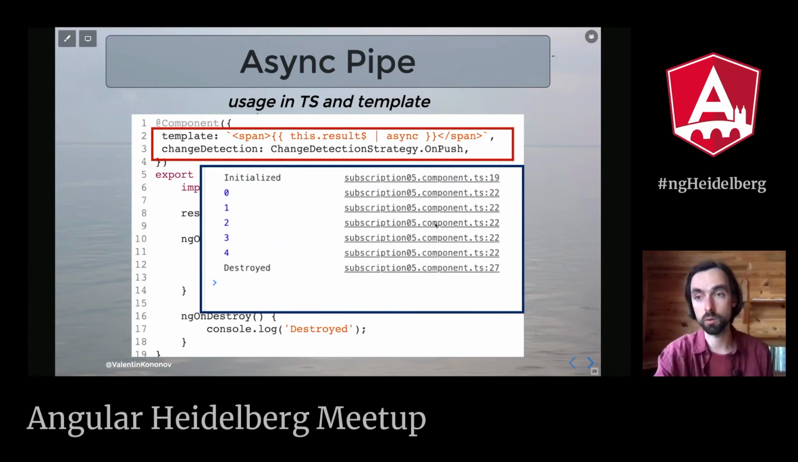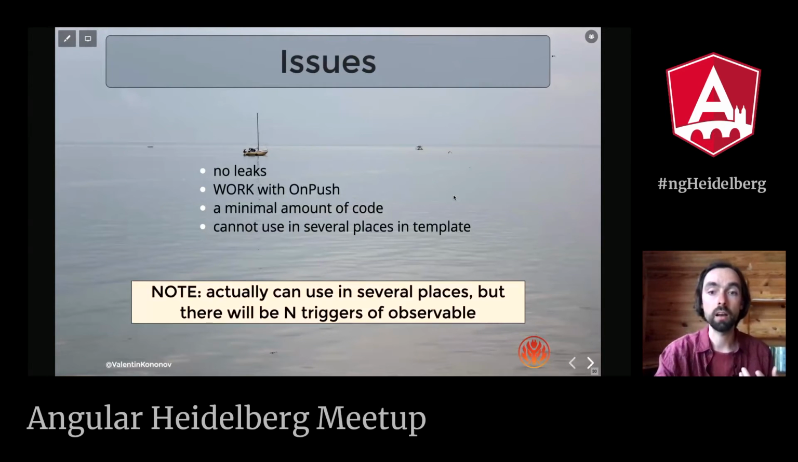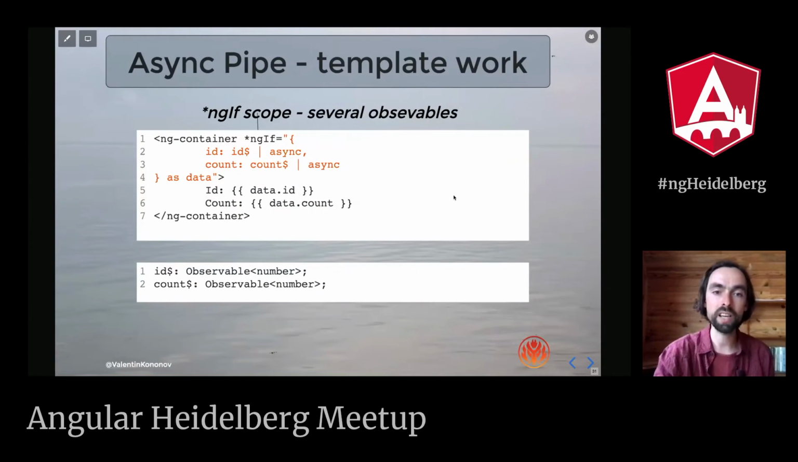And it works. So no memory leaks, OnPush working fine. But again, if you use it in several places, you will have several subscriptions, and you will have many more triggers of your observable. So in most cases, it's not what you want. But let's think how you can use one, or maybe even several observables as one object in a template. There is a really simple trick.